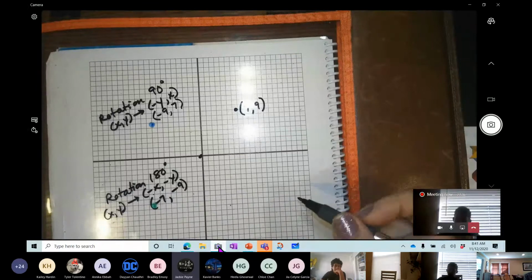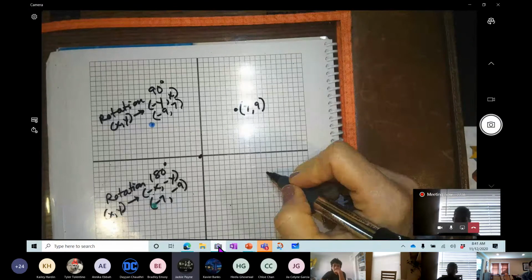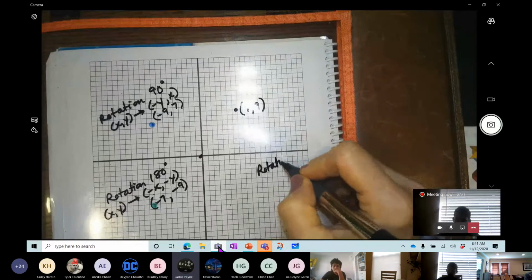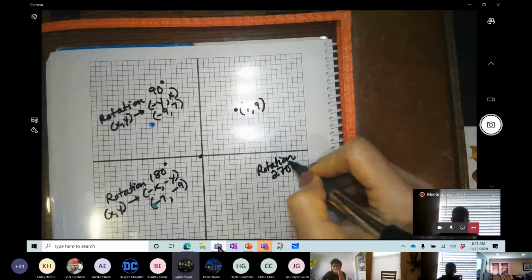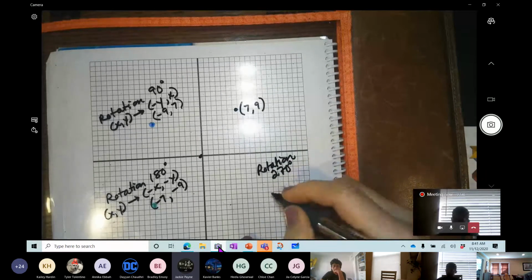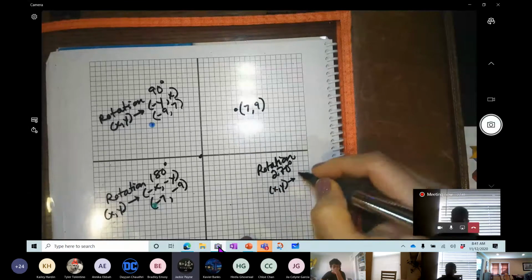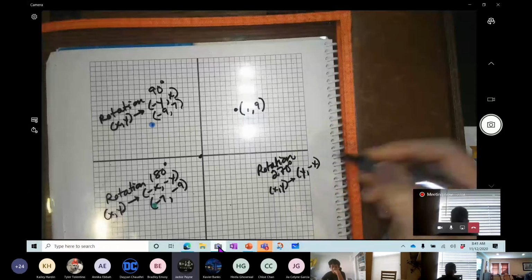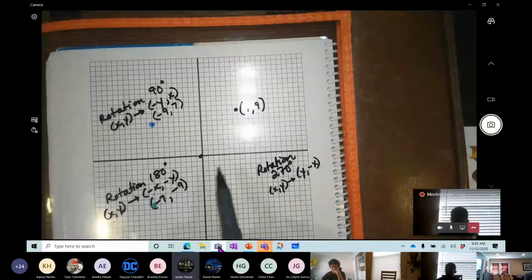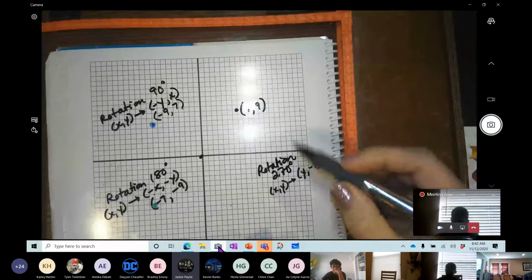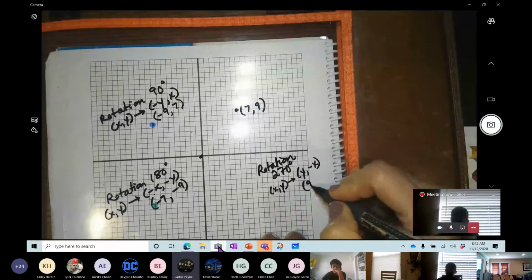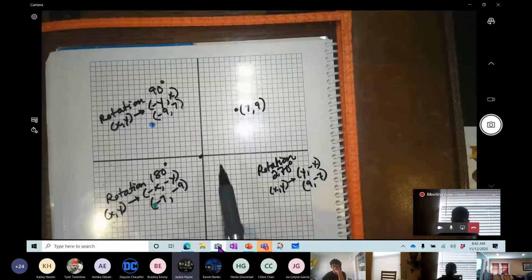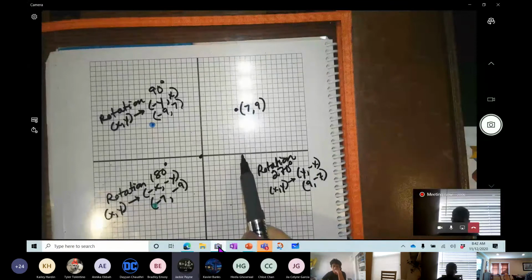And if you want to do a rotation of 270, then our rule, checking my notes here, is that it turns into y, negative x. So 7, 9 would turn into 9, negative 7. So 7, 9, 1, 2, 3, 4, 5, 6, 7.